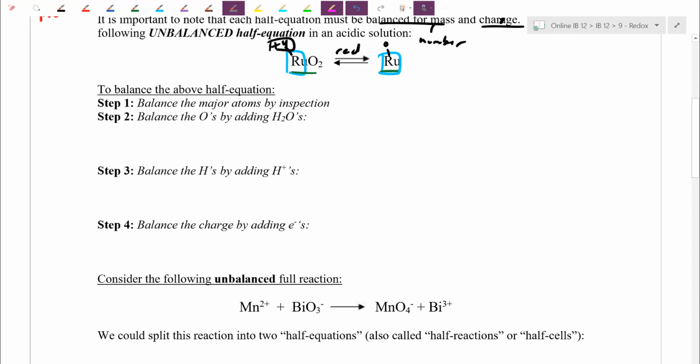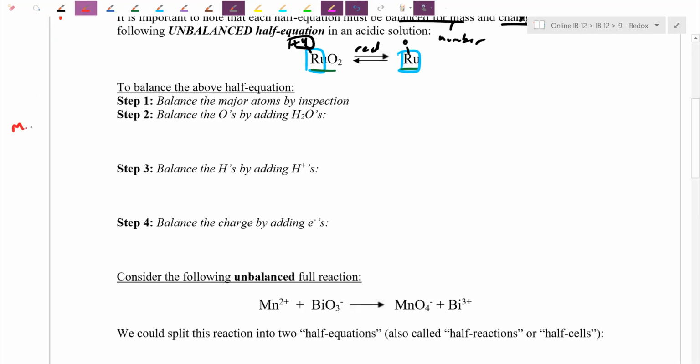For balancing these half equations here, there's a nice little mnemonic. You can say to yourself here, we're going to balance off our major atoms first. Then, just as a shorthand here, major hydroxide. Our major atoms are everything except for O and H. Those are going to balance later on. You balance that by inspection. So anything that's not oxygen or hydrogen, like ruthenium, I have one ruthenium, albeit in a compound. I have one ruthenium. Perfect. Done. So I've done the first step here. My major atoms are balanced. I have one ruthenium on both sides.